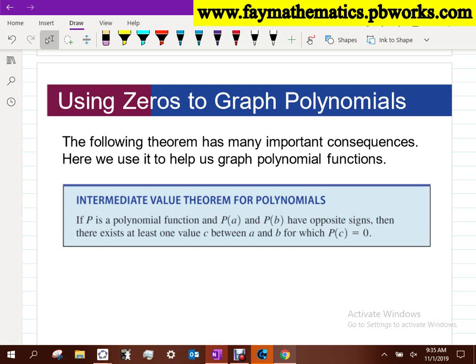I think that happens every single time that I read a math theorem, okay? I have to sit down and break it down into pieces, draw pictures, that kind of stuff to justify it, to make sense to me. Because if I say if P is a polynomial function and P of A and P of B have opposite signs, then there exists at least one value C between A and B for which P of C equals 0.